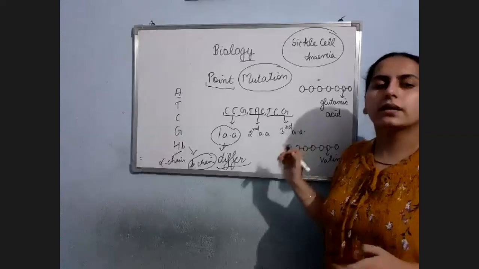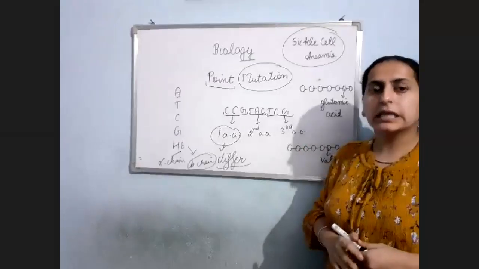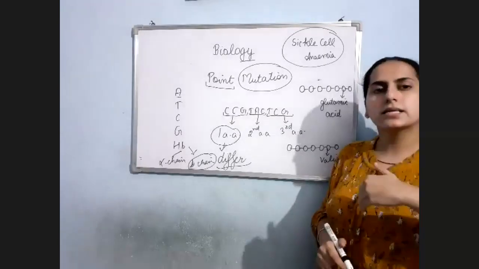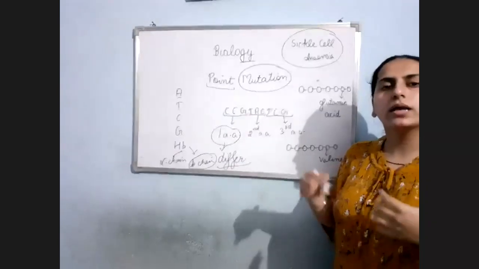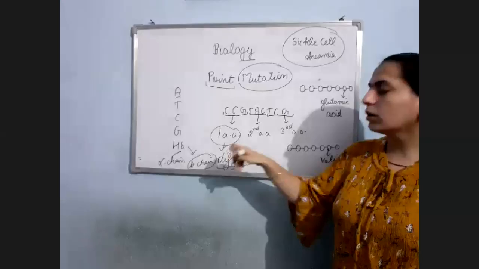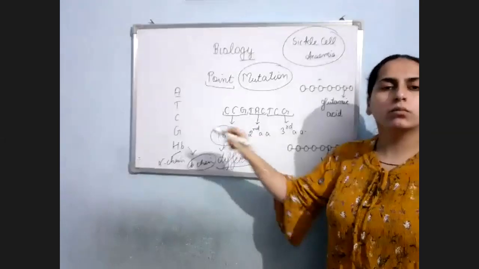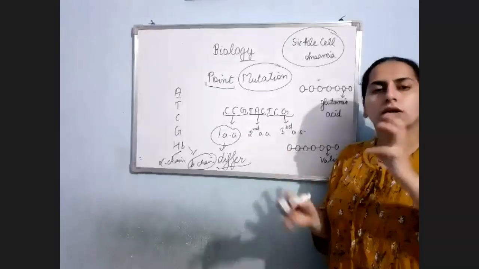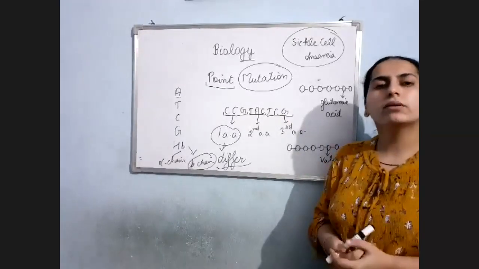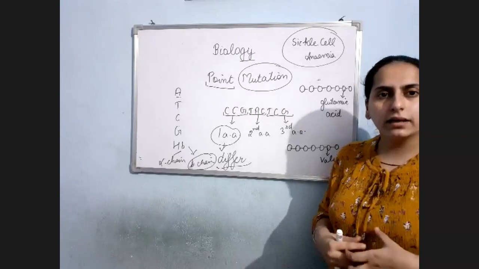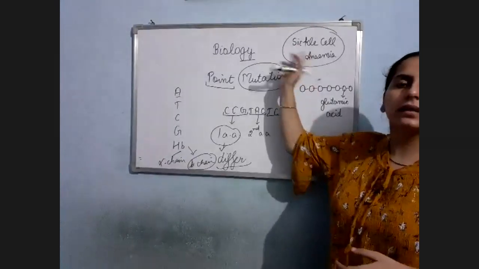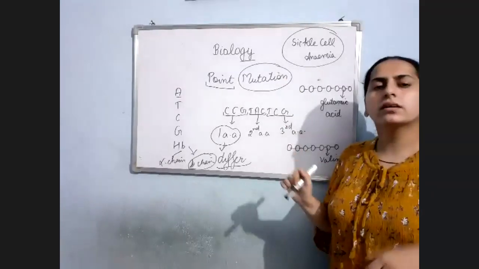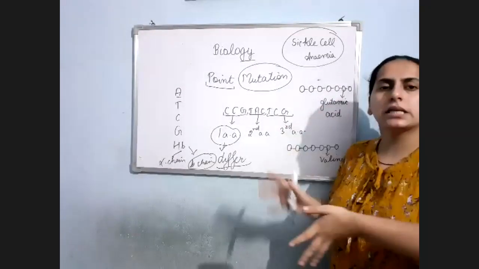Similarly, in sickle cell anemia, this is happening. There is a change in one nitrogenous base. As a result, there is a change in one amino acid in the beta chain of the hemoglobin. Earlier, at the sixth place, it was glutamic acid. Now it will become valine, and as a result, sickle cell anemia occurs. Okay, this we have done in yesterday's video about sickle cell anemia.